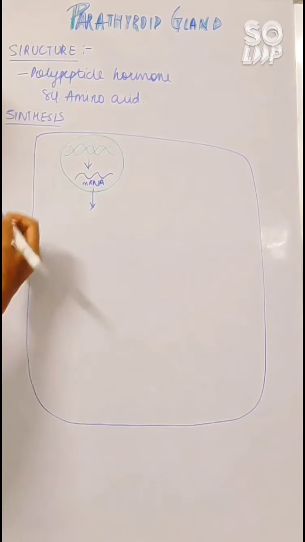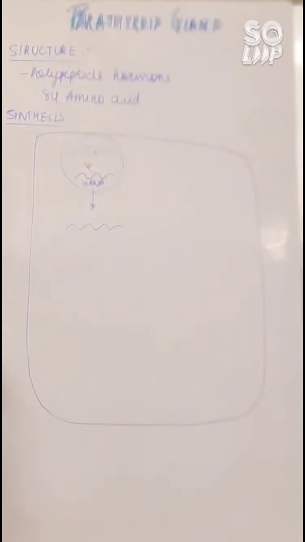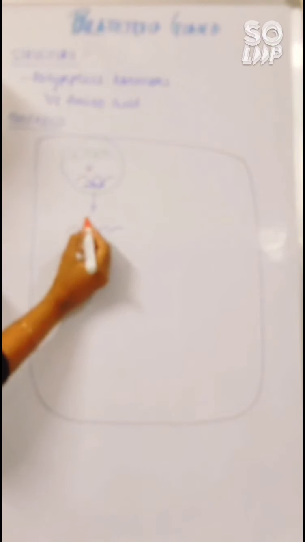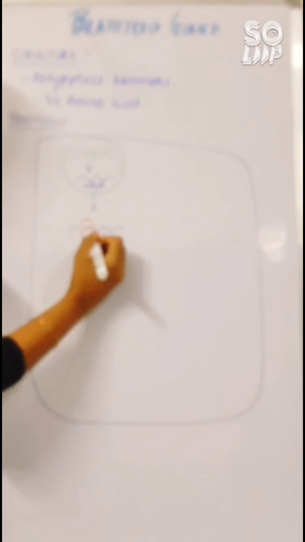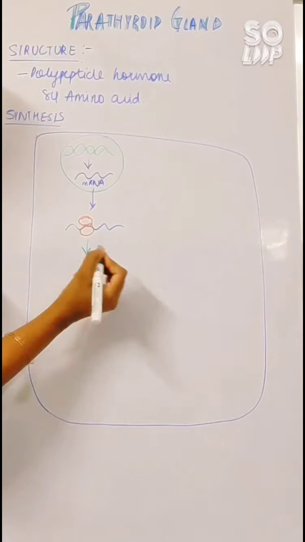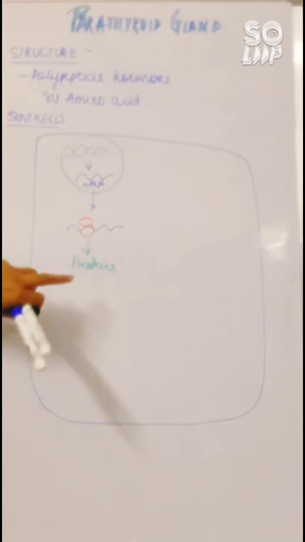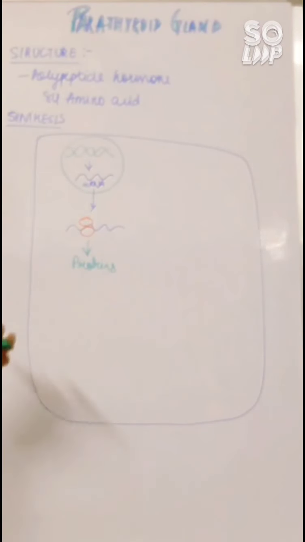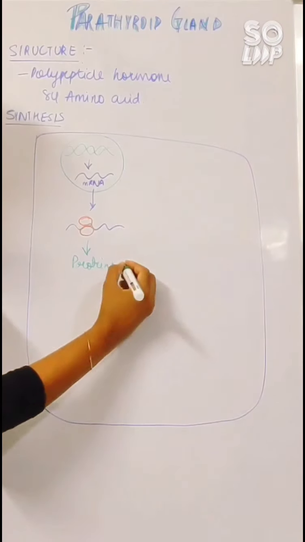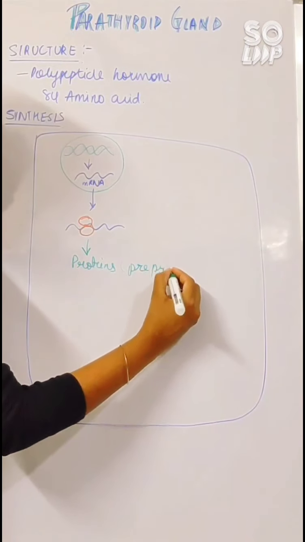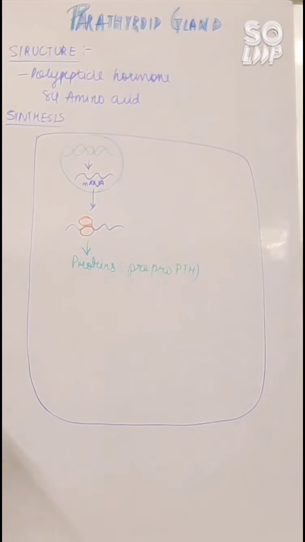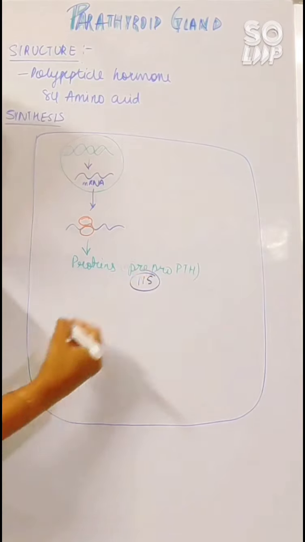This mRNA is transported into the cytoplasm. When this mRNA binds with ribosomes, translation happens, and after that proteins are formed. You've studied this. Now these proteins that are formed, what do we call them? We call it pre-pro-PTH. This pre-pro-PTH has about 115 amino acids.